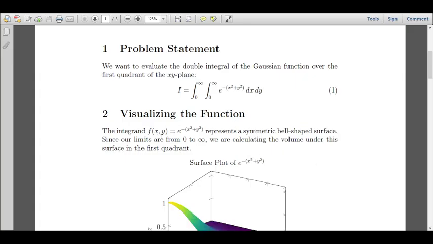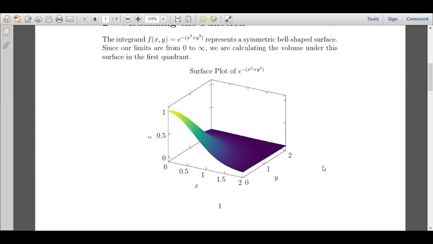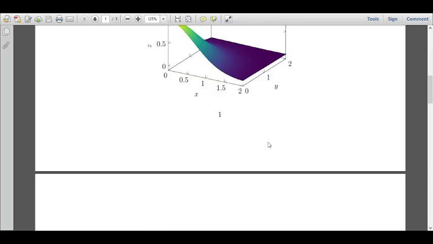Now the integrand f of xy equal to e power minus of x square plus y square represents a symmetric bell-shaped surface, and our limits are from 0 to infinity. So that means we are calculating the volume under the surface in the first quadrant, and this is the graph of this.